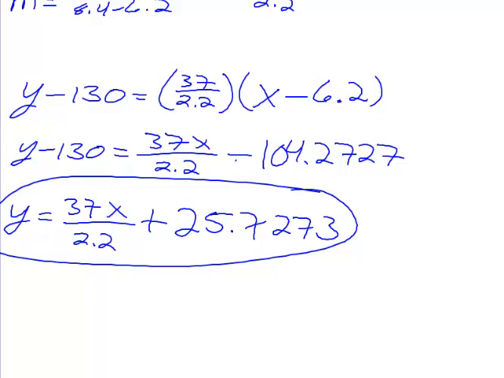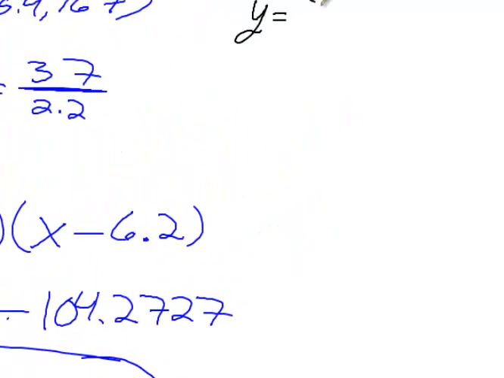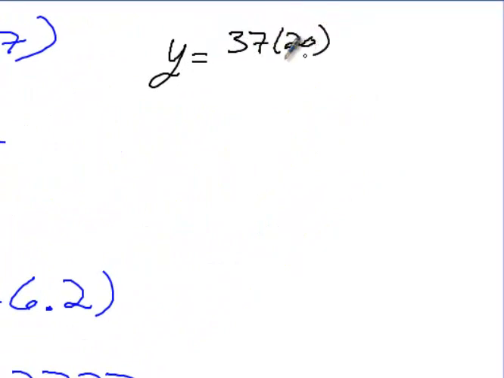I just added the 130. So I took negative 104.2727 plus 130, in order to get y by itself, and that's how I got the 25.7273. Okay, again, what's the value they want you to predict? Okay, y, when x equals what? Okay, so take your x, replace it with a 20.